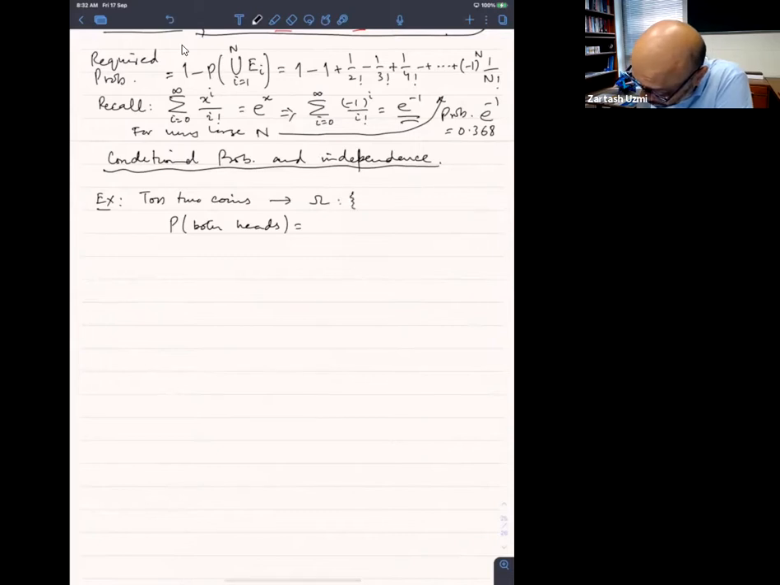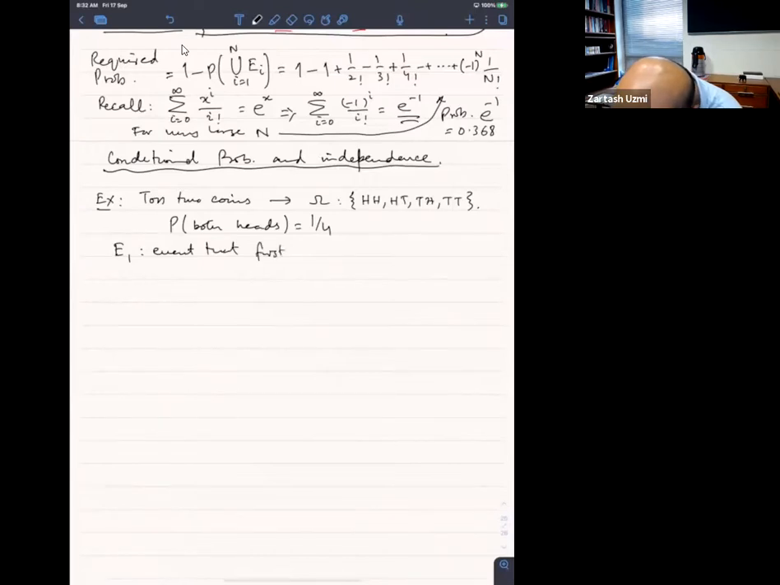The sample space is head-head, head-tail, tail-head, and tail-tail. 4 sample points. What is the probability of both heads? Everyone says that this is 1/4. Is the probability of both heads. Right. E1 is the event that the first coin is head, and E2 is the event that the second coin is head.